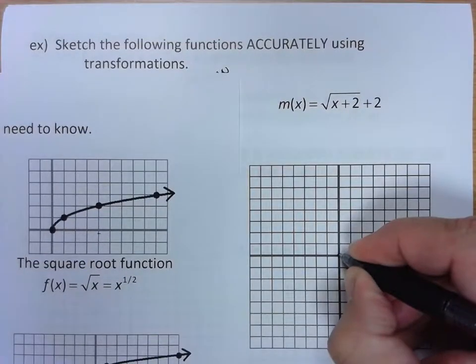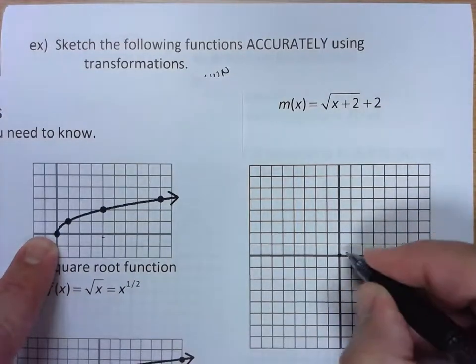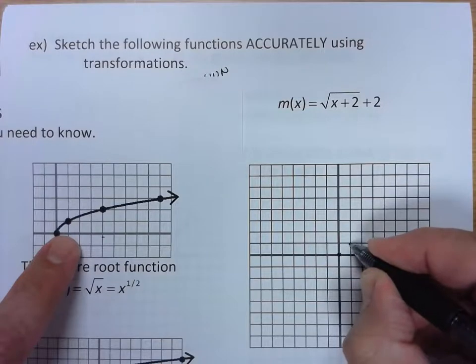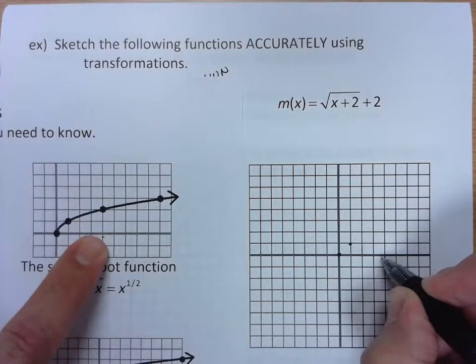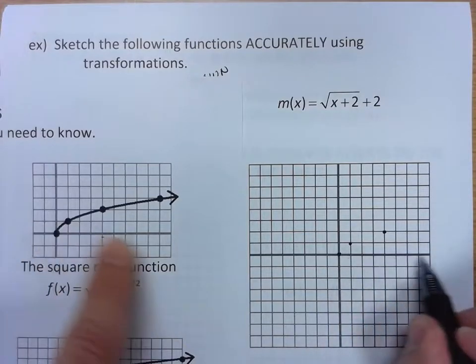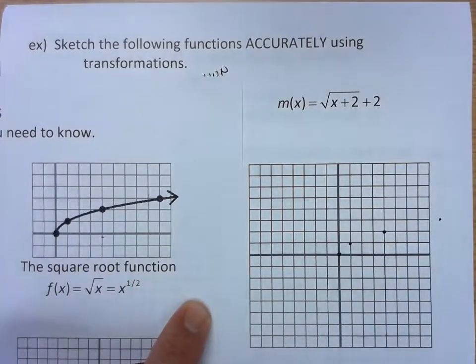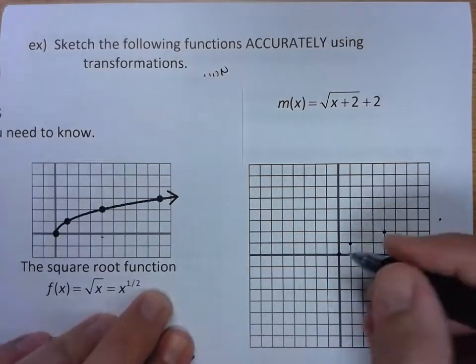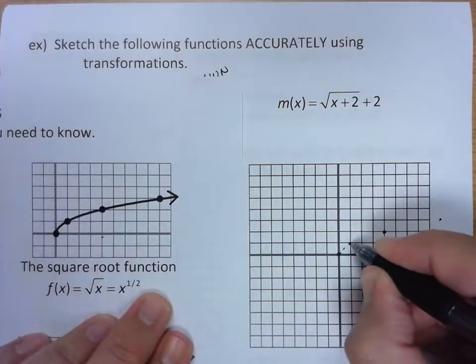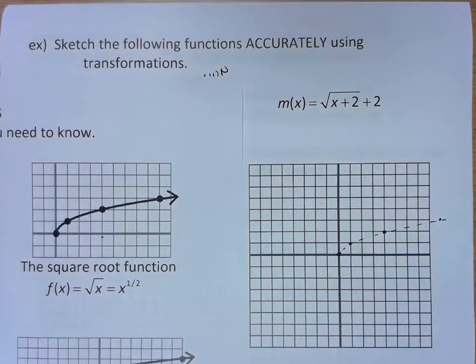So the original graph initiates at the origin, and then you go 1 right and 1 up, 4 right and 2 up, and then if you've got room for it, 9 right and 3 up. I don't really have room on this one, but that's roughly where the original graph goes. It looks something like this, a sideways half parabola.